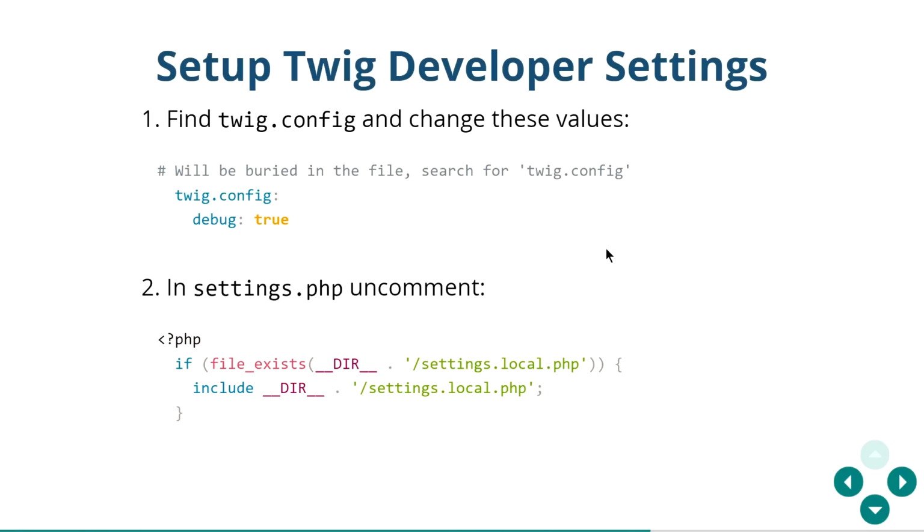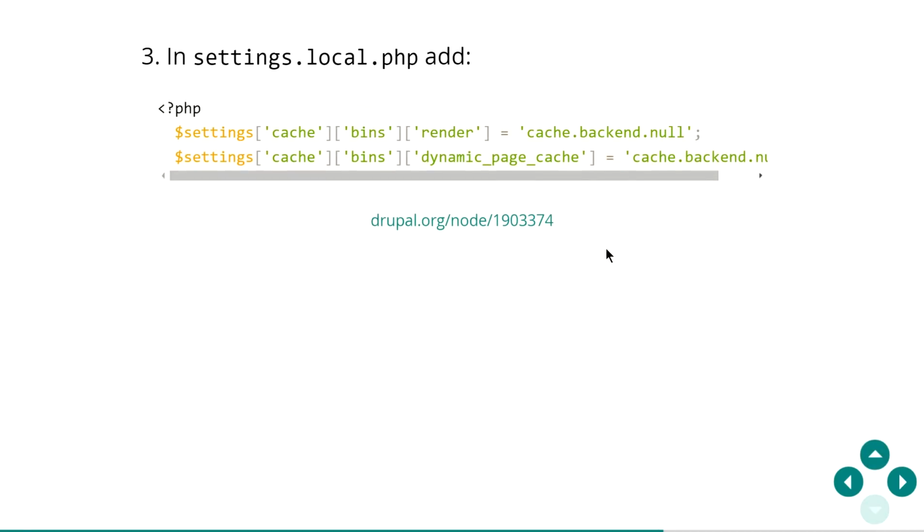But if you want the Twig to be recompiled, so basically every time you make a change to a Twig file, you want to see it on the next reload, which isn't performant, but on your development environment, definitely want that. In order to do that, you need to uncomment this line in settings.php, which will allow you to use settings.local.php. Then you need to add these two magic lines here that summon a couple wizards and make some stuff happen that I don't understand. And now, whenever you make any change to a Twig file, it'll show up on your next reload.